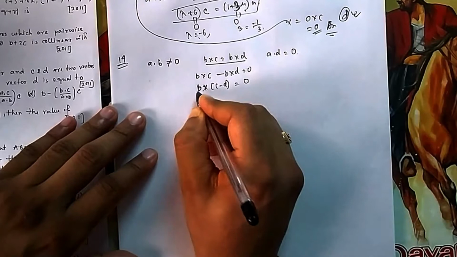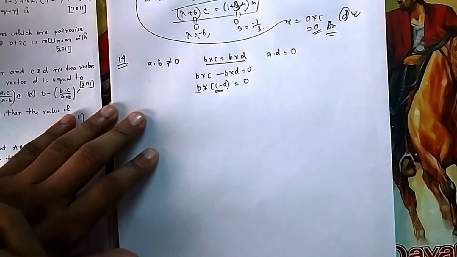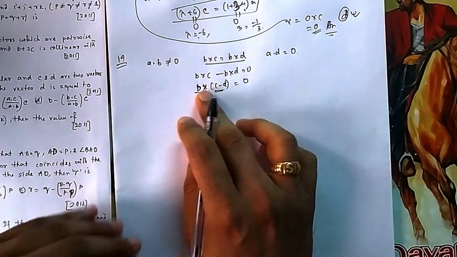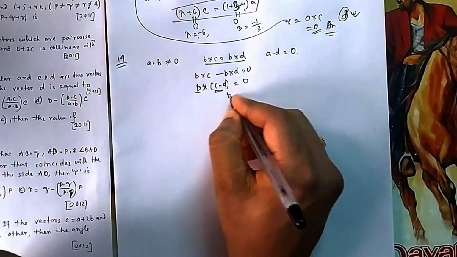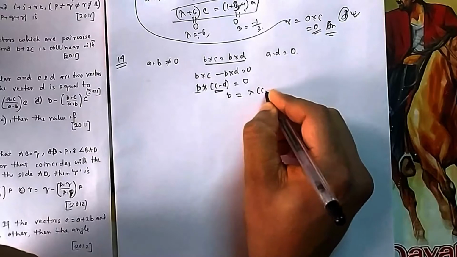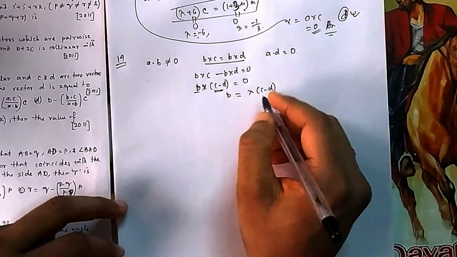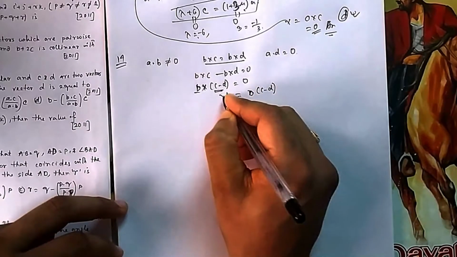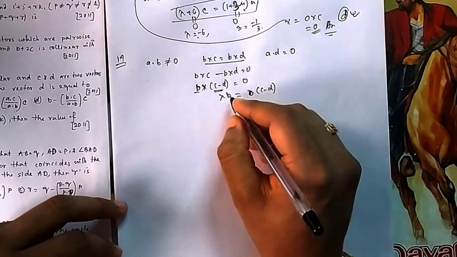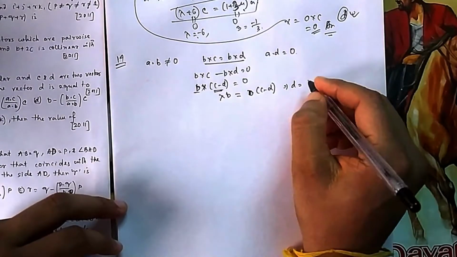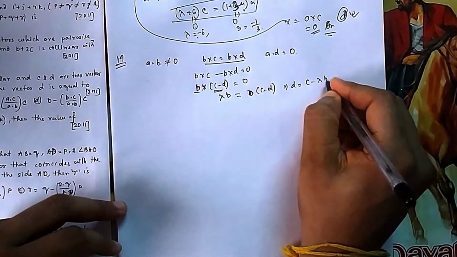What does it mean? It means B and C minus D, they are parallel to each other. If they are parallel to each other, then sin 0 is 0, then their cross product is 0. So that means C minus D is some lambda of B, in this fashion you can write it. So from here you can write D, or you can write the reverse way also. That will be good for us because we need D. So C minus D equal to some lambda of B. Therefore your D will be equal to C minus lambda B.